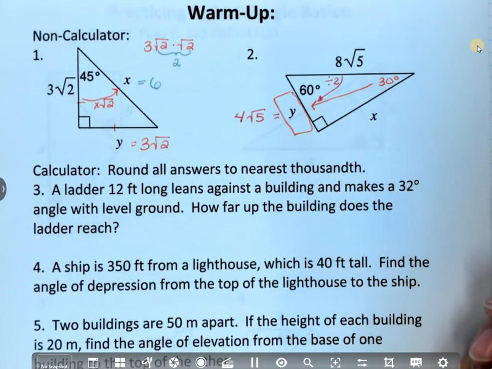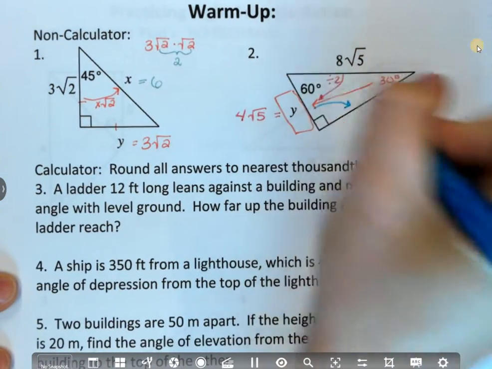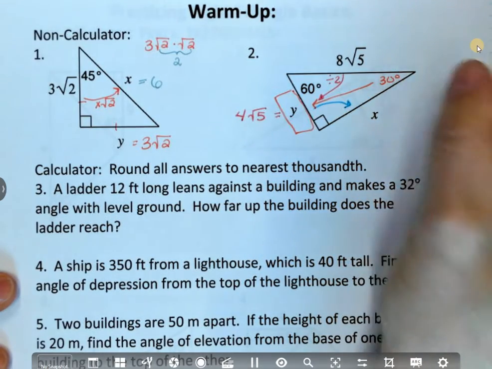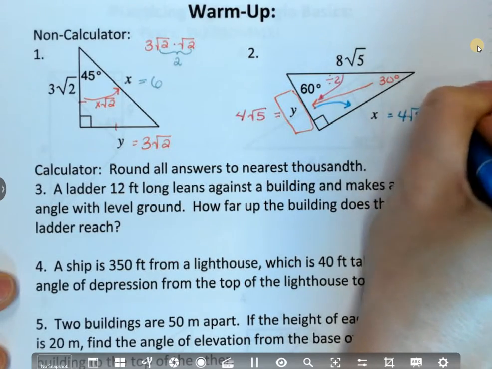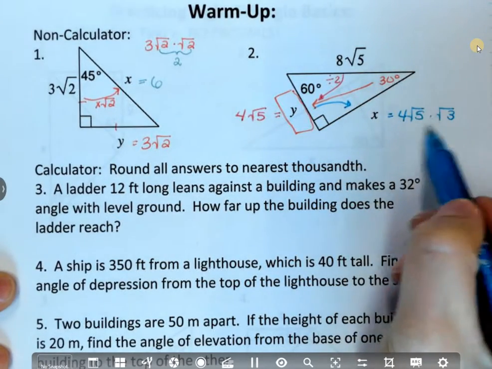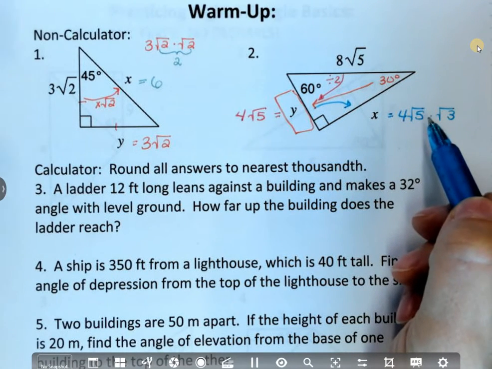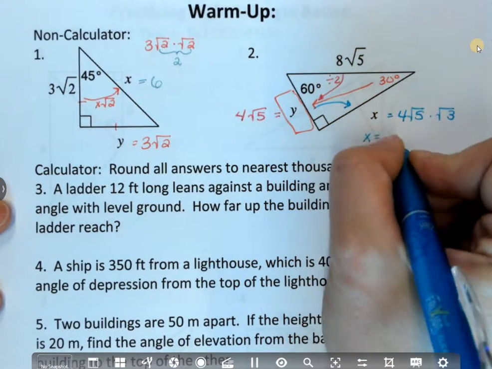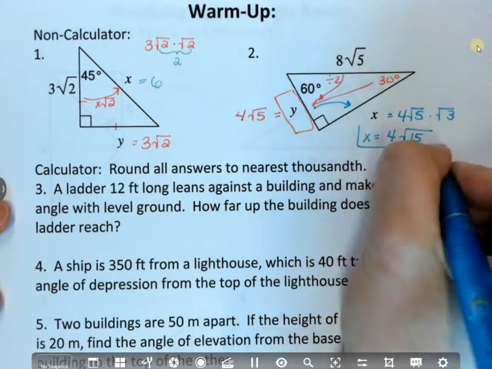So that makes this 4. And then if I do want to go from the short side to the long leg, what do I do? Multiply by the square root of 3. So that'll be 4 root 5 times root 3. And if you have numbers under the radical and it's multiplication, you can just multiply those numbers. Insides get multiplied, outsides get multiplied. Insides get divided, outsides get divided. So that means x is going to be 4 root 15.